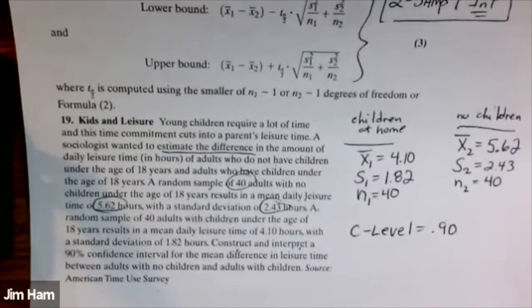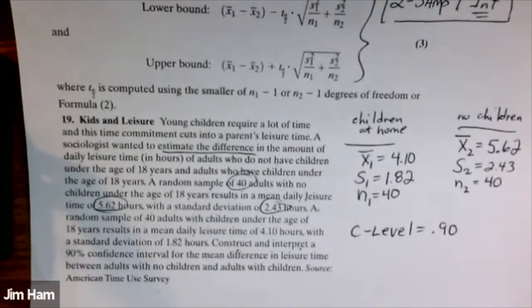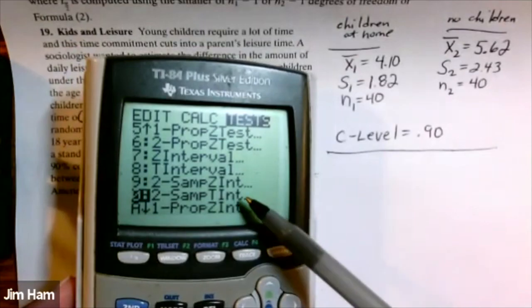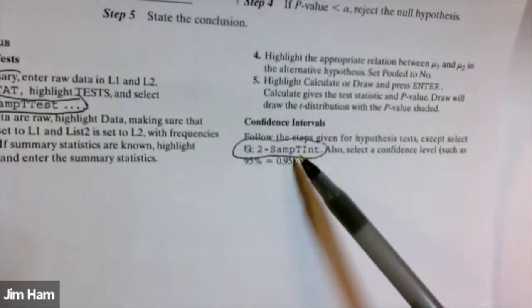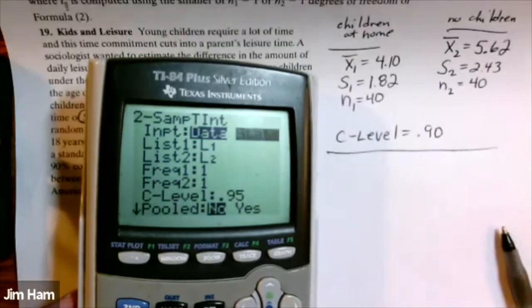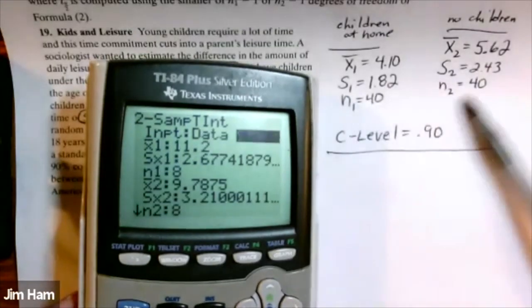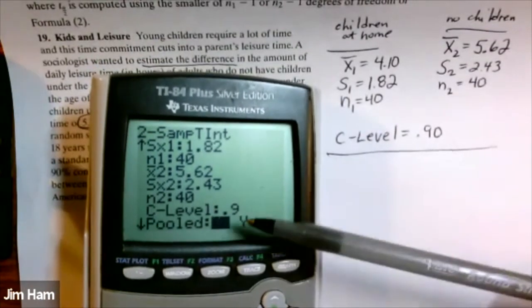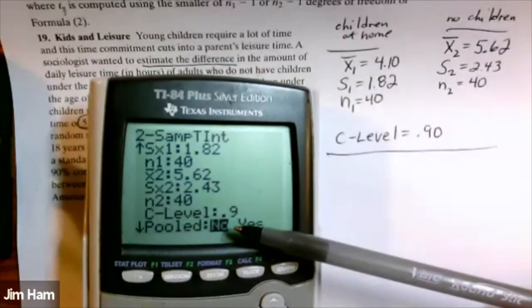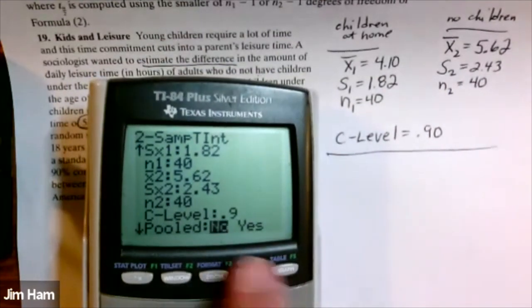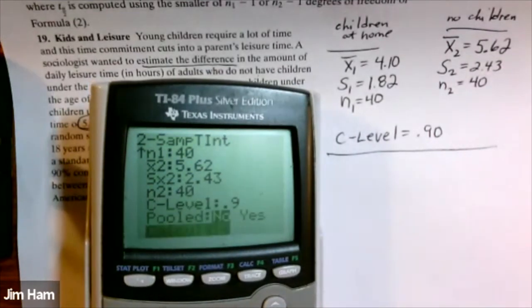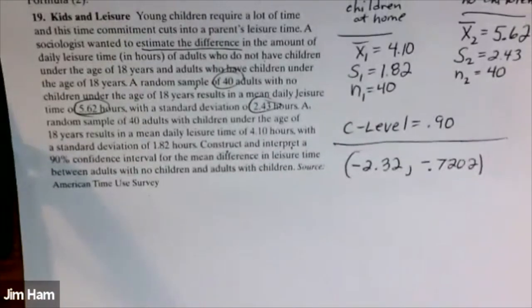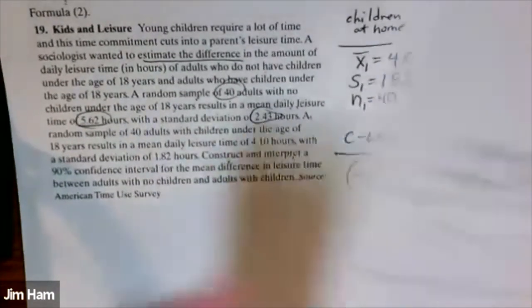So the last thing I want you to do today is to enter your confidence interval into the chat. So it's the two sample t int. The summary statistics, because that's what we have. Notice that the pooled version is still there, so make sure that that's no. C level 0.90, 0.9, and then calculate. And here's the example where we have both negative numbers.